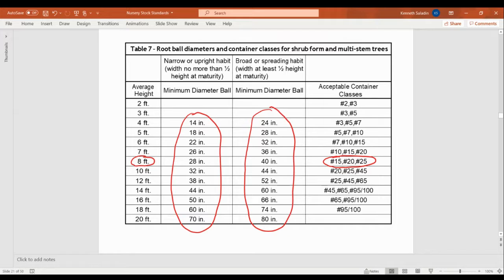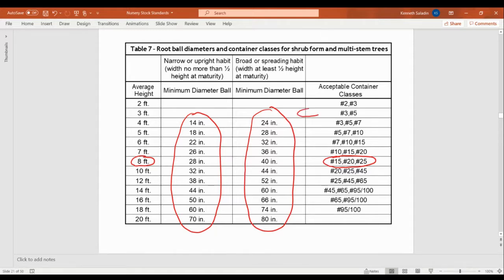Just to reiterate, when we talk about ball diameter, for an 8-foot multi-stem tree, where 8 foot is the grade, and a tree that has a narrow habit, and I'll show you a picture of a tree with a narrow growth habit in just a second, we're saying that a tree like that would have a minimum ball diameter of 28 inches. So when you dig the tree, see if I can draw this over here for you.